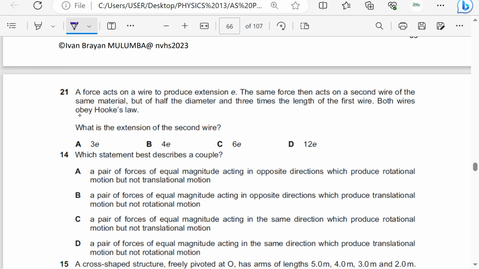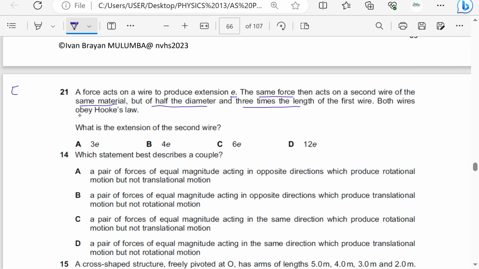A force acts on a wire to produce extension E. The same force then acts on a second wire of the same material, but of half the diameter. It is the same force, remember. And 3 times the length of the first wire. Both wires obey Hooke's law. What is the extension of the second wire? Of course, this is a placed question, but we shall still answer it. This question is supposed to be deformation of solids.